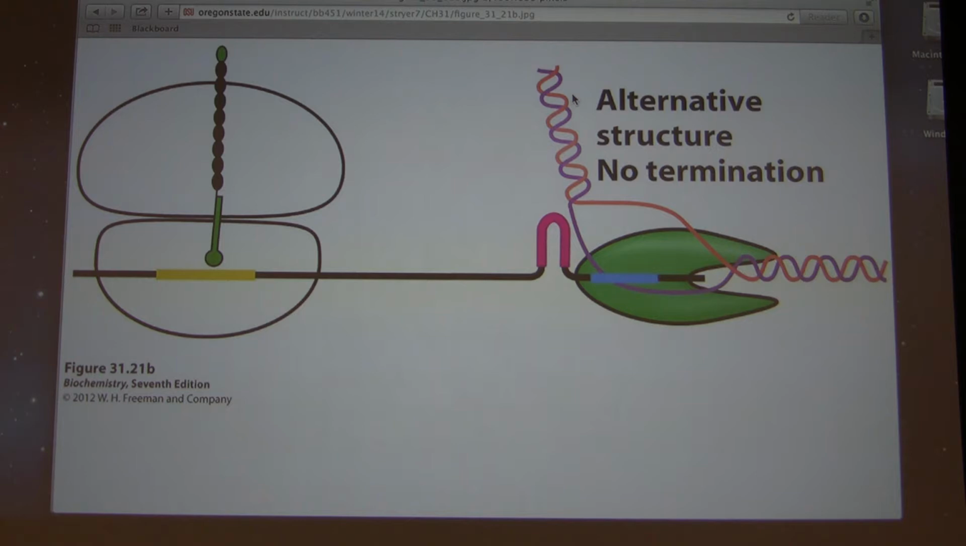So you have either little tryptophan or a lot of tryptophan. That's really what you have. So if you have little tryptophan, then the operon will be made. If you have a lot of tryptophan, the operon will not be made. Okay? So that's attenuation.